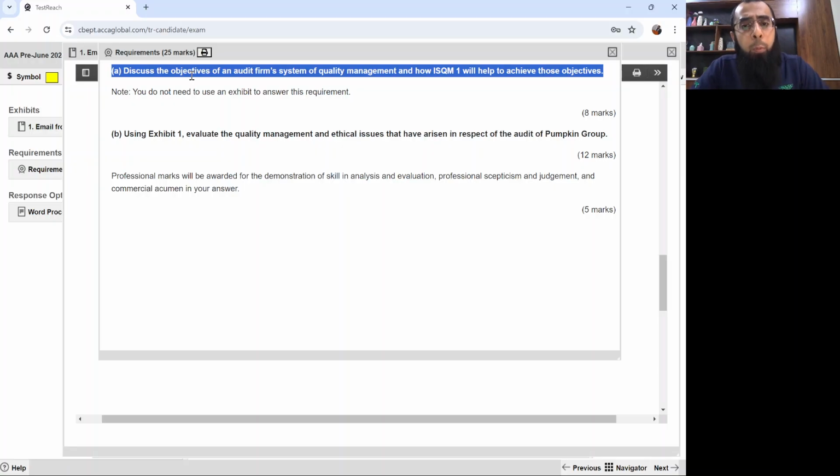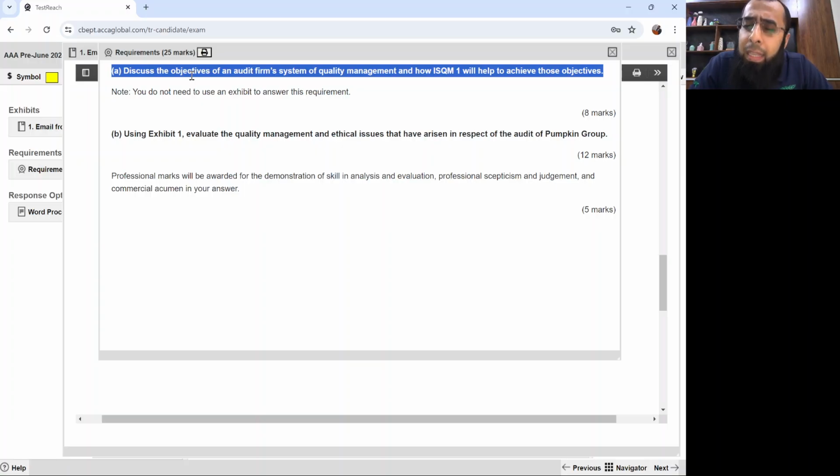The objective of ISQM1 is to develop a system of quality management in the firm, which was called SOQM. And in SOQM, there were 8 components, if you remember those 8 components. The first component was risk assessment procedures throughout the firm, governance and leadership requirements. Then ethics requirements, then client acceptance requirements, then resources, engagement performance, information and communication, monitoring and remediation. Those are the 8 components of a system of quality management. Now here, if someone does not remember ISQM1, you just need to go back, refer to the technical article and refer to my lecture on ISQM1.